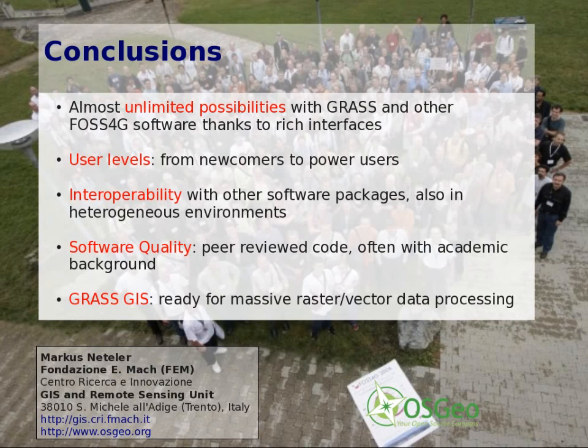Looking at the GRASS GIS software and likewise other open source GIS software, they are ready for massive data processing, which is very important nowadays to address public health problems. In the second part of my presentation, I will illustrate this with some more examples.